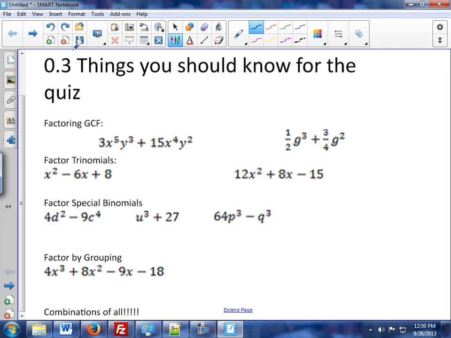Okay, you have a quiz tomorrow. It's on section 0.3. These are the things you should know for the quiz. This is about the easiest way I can get fractions into Smartboard because they don't have that application yet.